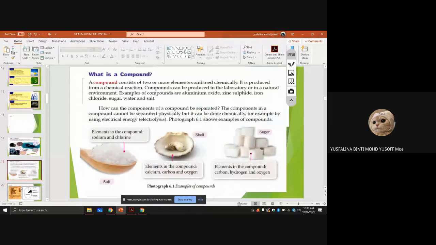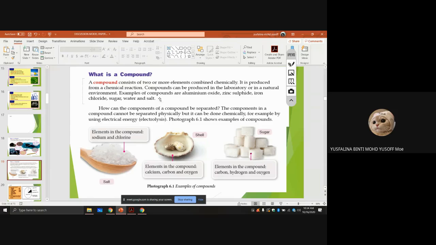What is a compound? A compound consists of two or more elements combined chemically. Combined chemically, this is the important one. A compound consists of two or more elements combined chemically, not physically. So it is produced from a chemical reaction. A compound can be produced in the laboratory or in the natural environment. Examples of compounds are aluminium oxide, zinc sulfide, iron chloride, sugar, water, and salt.